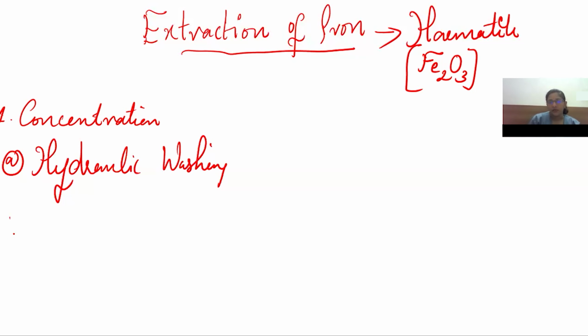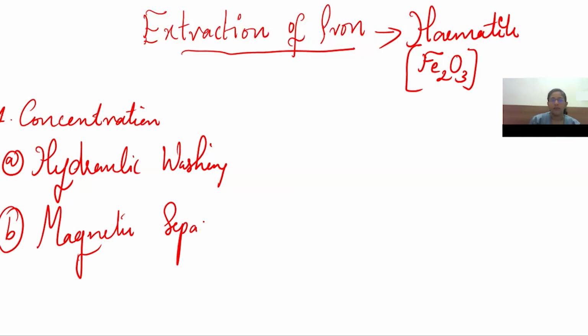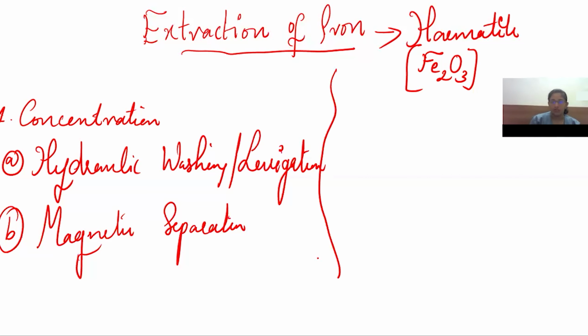The next method you can employ is magnetic separation, because we know iron has some magnetic property, right? So we can do magnetic separation. These two processes are used for the concentration of the ore. The hydraulic washing process is also called levigation. Another name for hydraulic washing: levigation. So this is the first step.